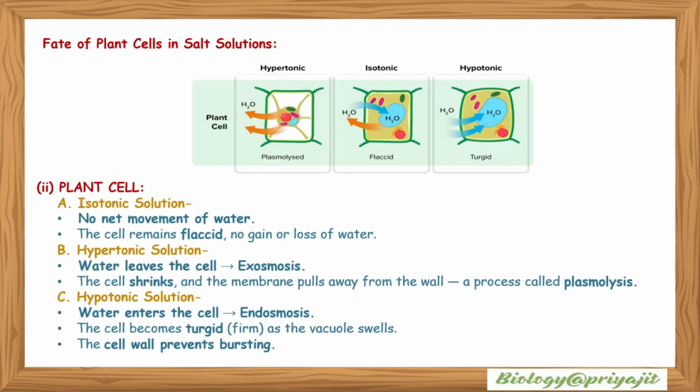Fate of plant cells in salt solution. Plant cells, isotonic solution: no net movement of water. The cell remains flaccid, no gain or loss of water. Hypertonic solution: water leaves the cell, that is exosmosis, the cell shrinks and the membrane pulls away from the wall, a process called plasmolysis. Hypotonic solution: water enters the cell, that is endosmosis, the cells become turgid as the vacuole swells and the cell wall prevents bursting here.